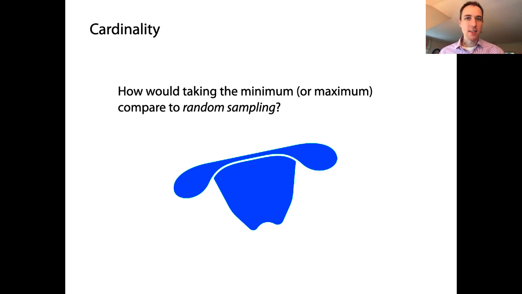In a way, taking the minimum like we're doing is just a really biased form of sampling, right? So in some sense, what we're doing is related to sampling. It's not the same thing, but in some sense it's using biased sampling to our advantage.